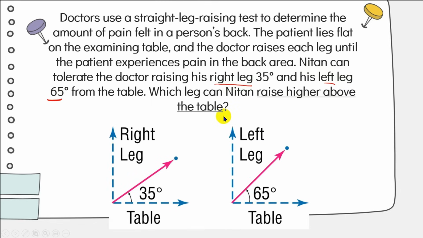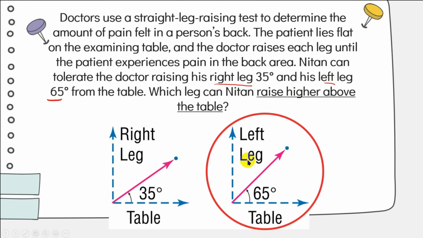Higher above the table. Alin daw mas mataas? Is it the right leg or the left leg? So, the answer is the left leg. Kasi 65 degrees yung kaya niyang iangat yung kanyang leg. Kaya lang, ibig sabihin nito, yung right leg, kapag yun yung itinataas, mas nararamdaman agad ni Nathan yung pain sa kanyang likod. So, that only implies na meron ngang nararamdamang sakit itong si Nathan sa kanyang likod.